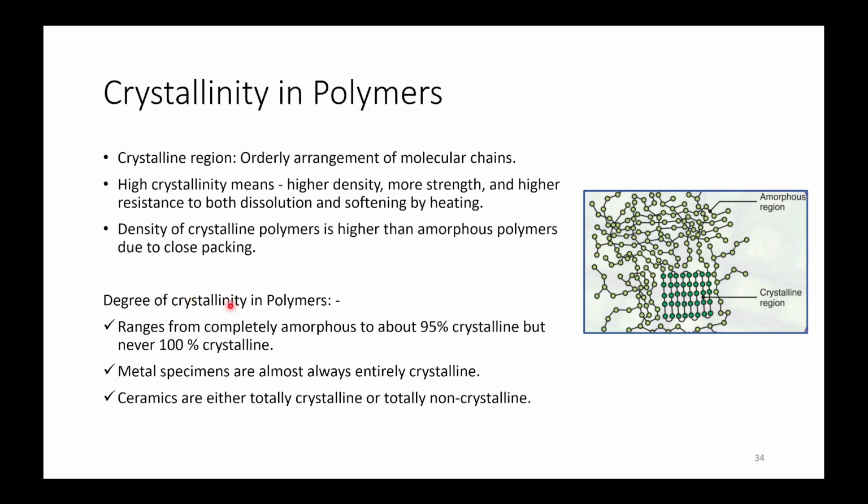Now, degree of crystallinity in polymers ranges from completely amorphous to about 95% crystalline, but it can never achieve 100% crystalline. Metal specimens are almost always entirely crystalline, and ceramics are either totally crystalline or totally non-crystalline. Now these are amorphous regions and these are crystalline regions. This is how partially crystalline polymers look. There will be a bunch of chunks of crystalline regions.